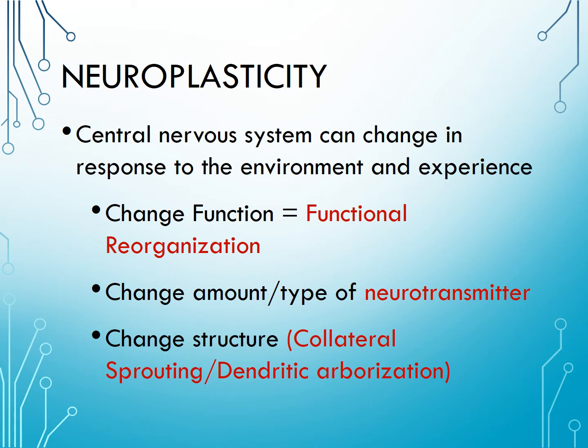The CNS is constantly changing. It changes in response to the environment, and it changes in response to experience, as well as to illness and injury. Some of these changes involve a change in function of the neurons. This is known as functional reorganization. You can have changes in the amount or even the type of neurotransmitter produced and released. And you can have changes in structure, such as collateral sprouting and dendritic arborization. We will talk more about these specific changes throughout the next couple of lectures.